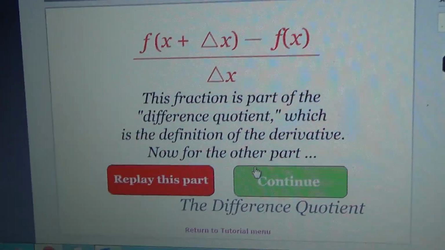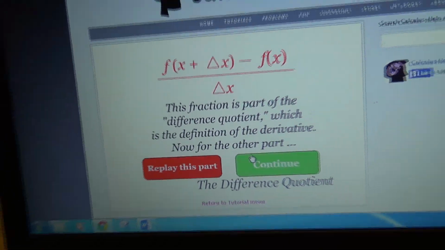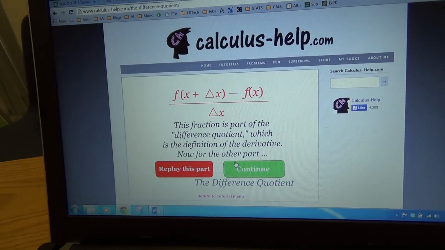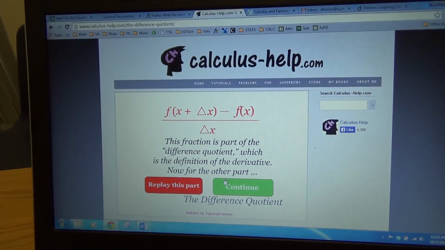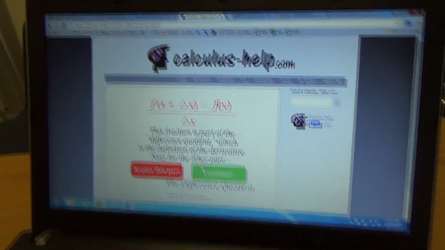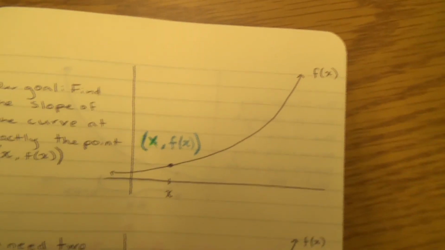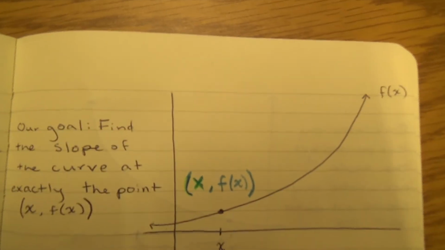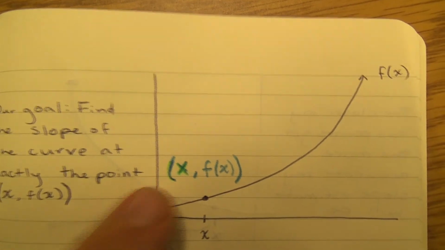Alright, so you might be a little bit lost after that video, not sure, but he uses a lot of math vocabulary that is really new to us. So let's go through it piece by piece. The first thing I said in the notes was our goal is to find the slope of the curve at a certain point.